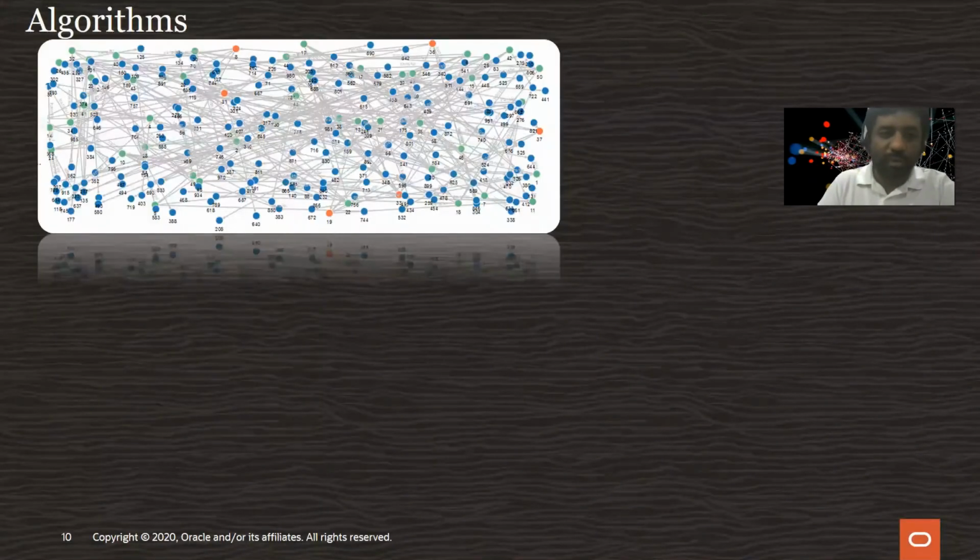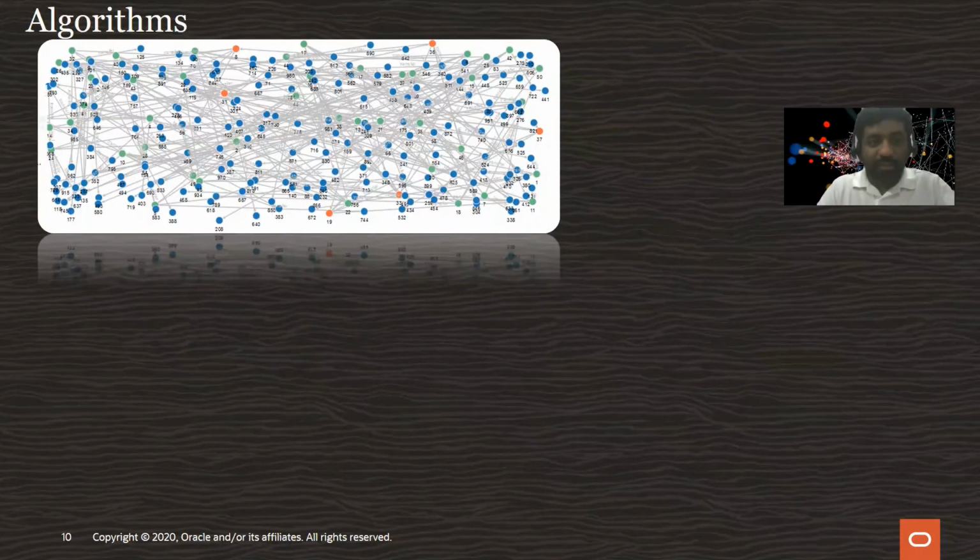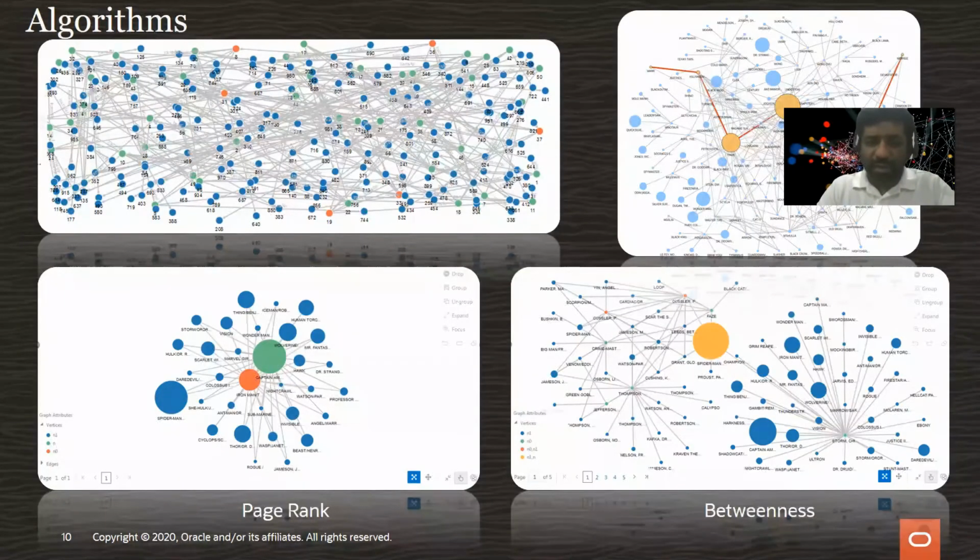Now let's take a quick look into the various algorithms that can be leveraged. Let's say first we have the screenshot, and how you would typically identify patterns from this. We have different algorithms like PageRank and betweenness, which are all part of the centrality metrics. Centrality metrics basically try to identify the important edges connected to a node. So PageRank, as we can see at the bottom left of the screen, basically tries to identify the important nodes connected to a node.